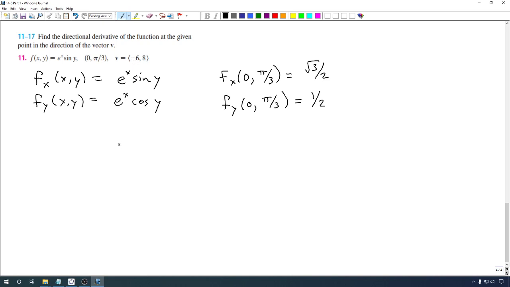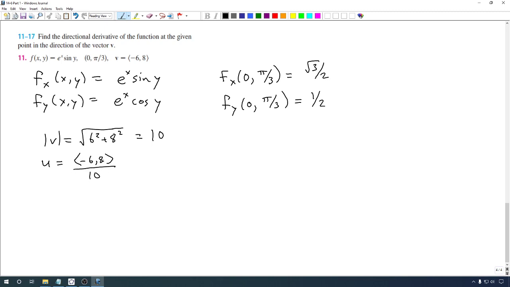No, we have to turn v into a unit vector first. This is not a unit vector. So take the magnitude of v. Yeah, the square root of 6 squared plus 8 squared. That's the square root of 100, or just 10. That means our unit vector, which I'm going to go ahead and call u, we take negative 6, 8, and divide it by 10.